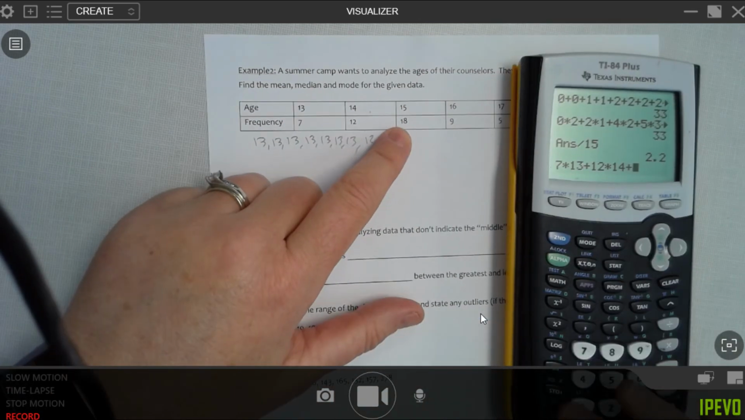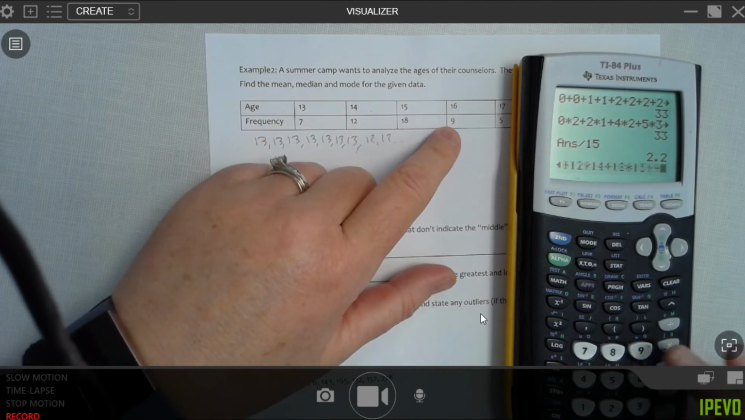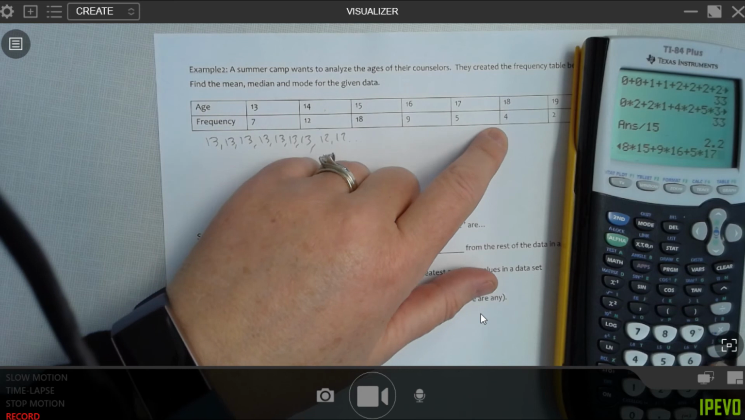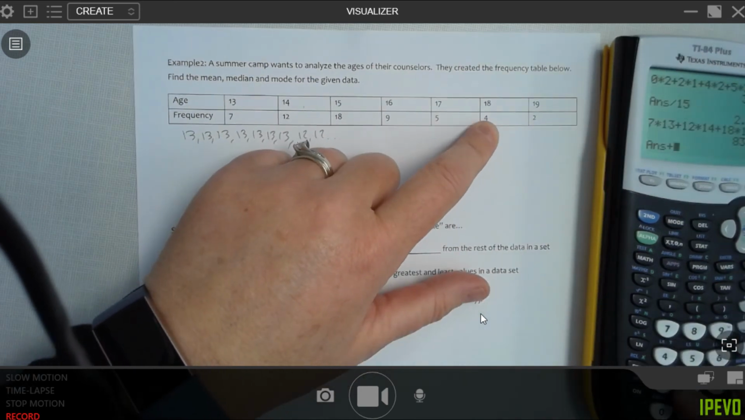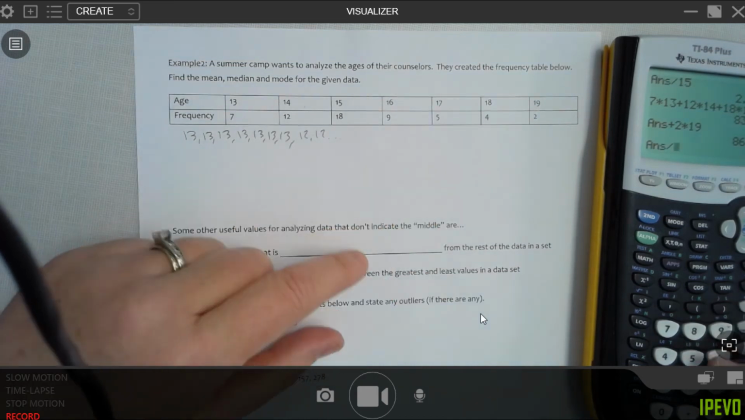And then there's 18 of these 15-year-olds. There's 9 of the 16-year-olds. There's 5 of the 17-year-olds, 4 of the 18-year-olds, and 2 of the 19-year-olds. I forgot to add that one in there. And then we're going to divide by the total number, and you'd add these up.